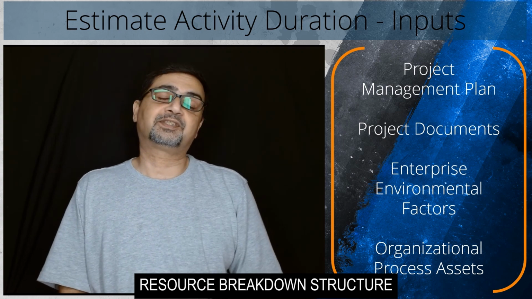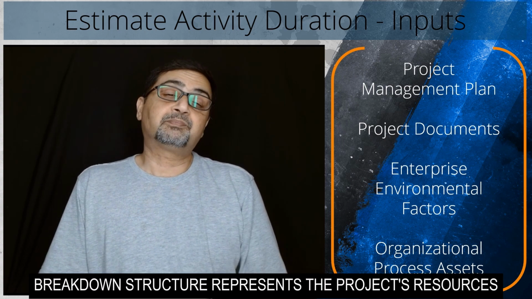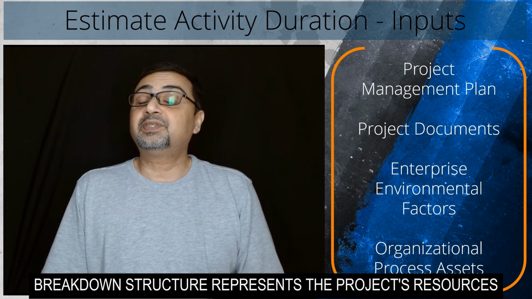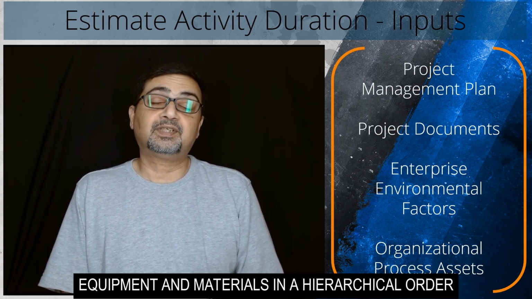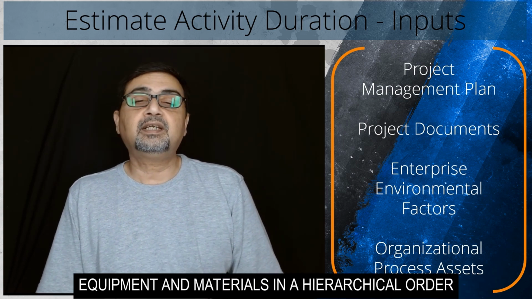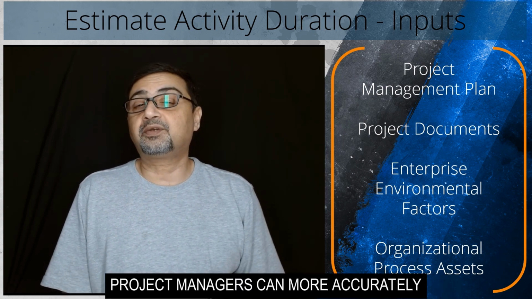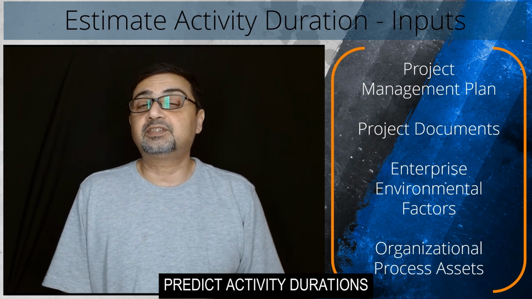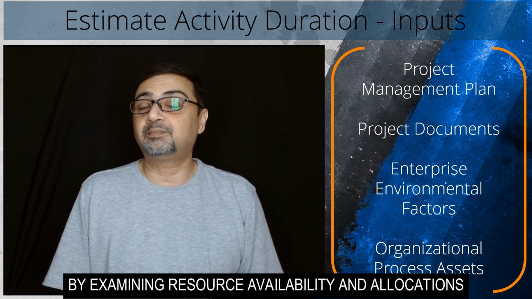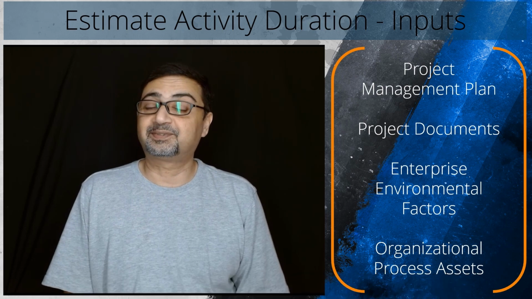Resource breakdown structure. The resource breakdown structure represents the project's resources, such as labor, equipment, and materials, in a hierarchical order. Project managers can more accurately predict activity durations by examining resource availability and allocations.